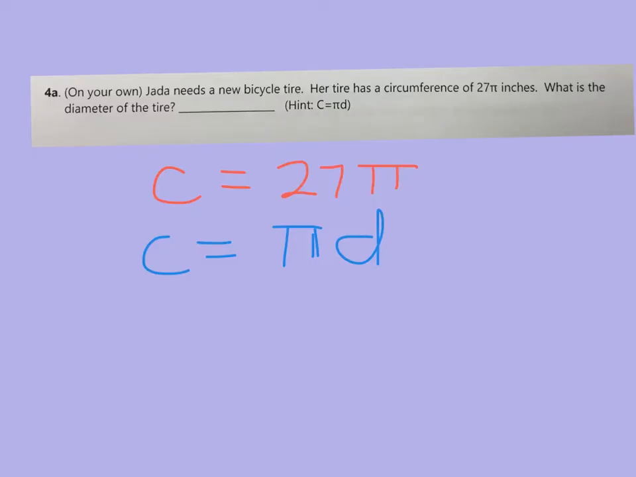The other one, hopefully you did on your own. This is 4A. Jada needs a bicycle tire. Her tire has a circumference of 27 pi. Same type of problem as 4. What is the diameter of the tire? If we have pi, then the diameter of Jada's tire must be 27. So the answer for this problem is 27.